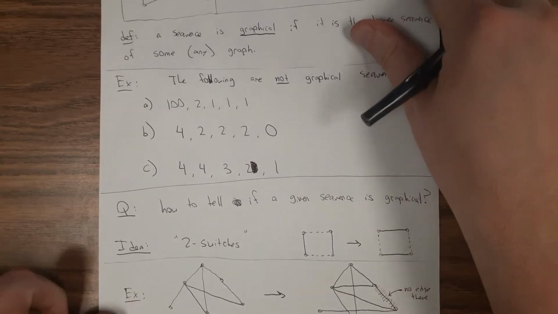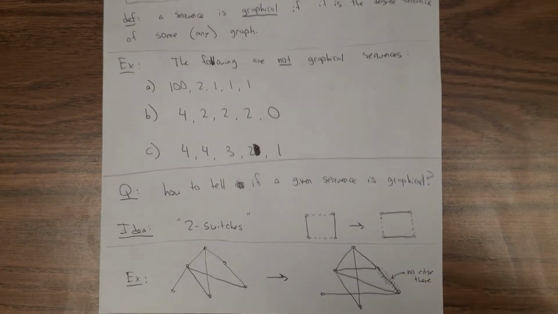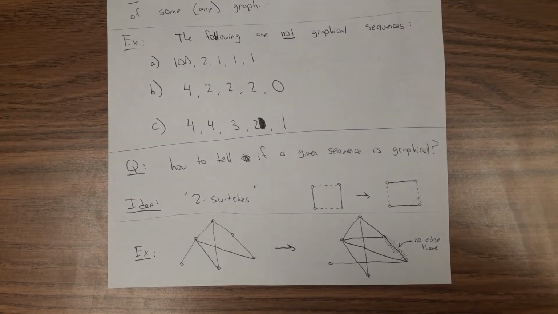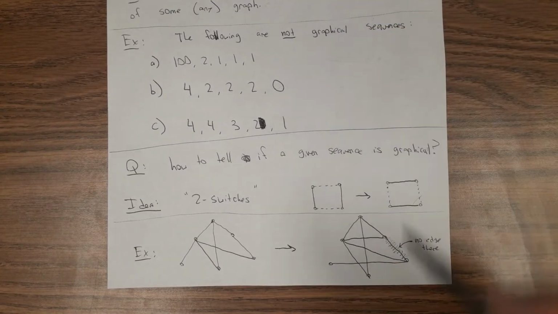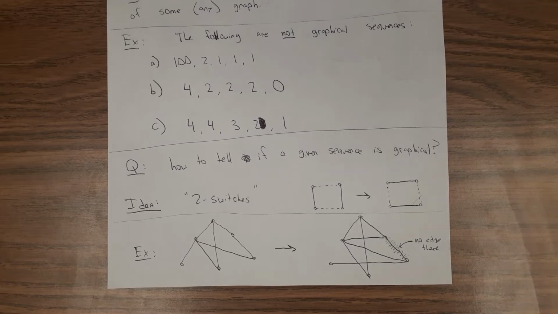So, of course, these tricks that we use to solve A, B, and C are kind of particular, where you have to carefully look at the sequence and come up with a reason. But we would like to have a general procedure or method to tell whether a sequence is graphical. So let me embark on that.